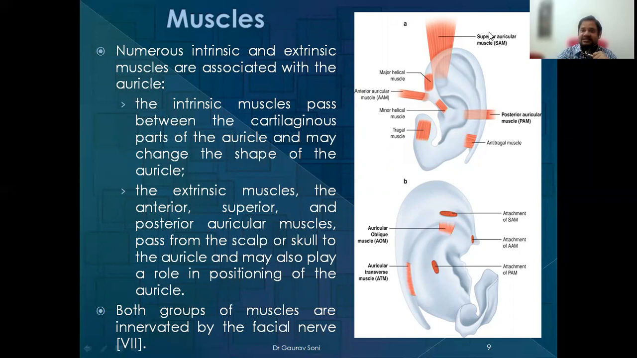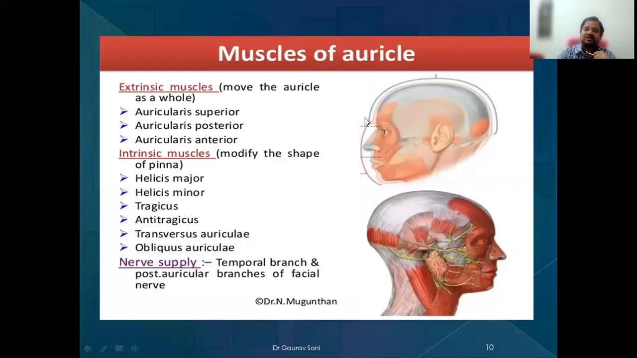You can see in the diagram the small intrinsic muscles. You can see the helical muscles, major and minor helical. Tragal muscles are there, antitragal muscles, and on the opposite side there are more muscles, that is the auricular oblique muscle and auricular transverse muscle. The muscles which have one attachment other than the auricle will be extrinsic: superior auricular muscle, posterior auricular muscle, and anterior auricular muscle. So from this diagram, you can better understand it.